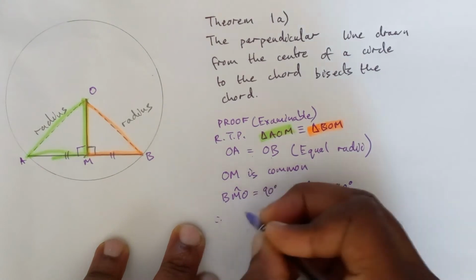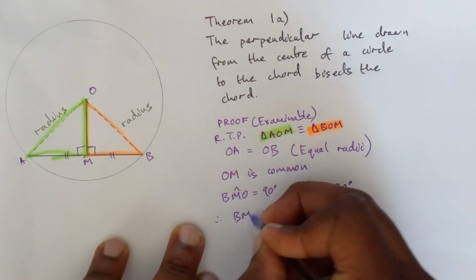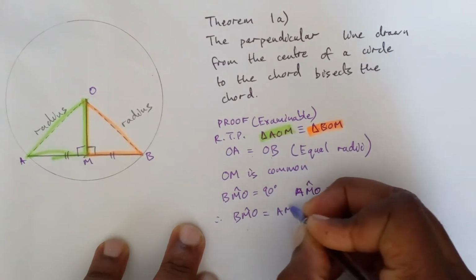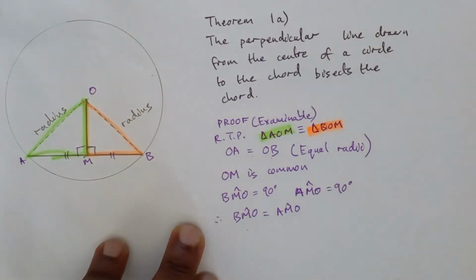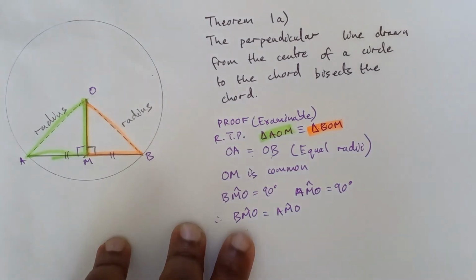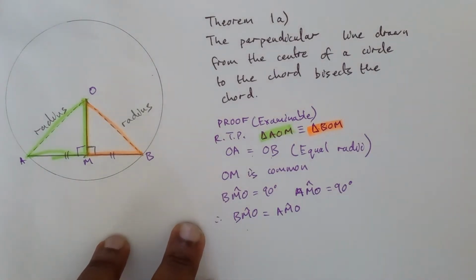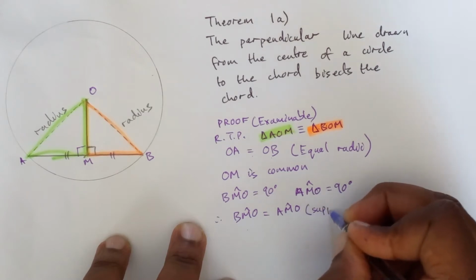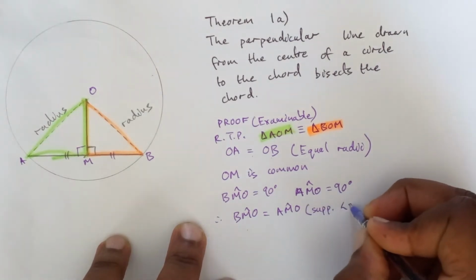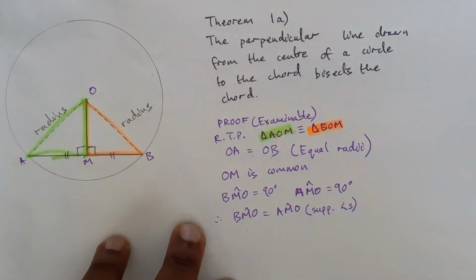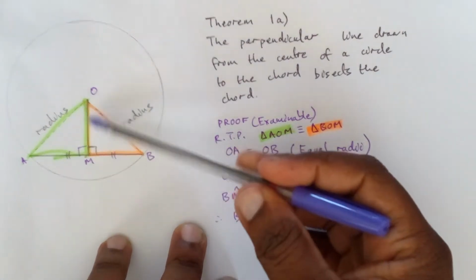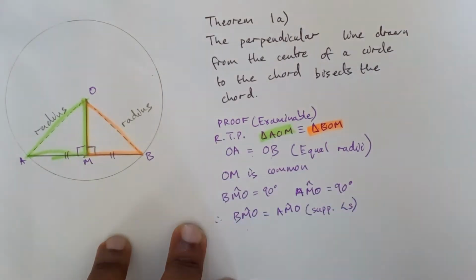So what does that mean? That means angle BMO and angle AMO are equal. Okay, right? Well, if you want a reason, these are supplementary angles. Okay, you can write these as angles. So can you see something? These sides are equal, that side is common, those angles are equal.